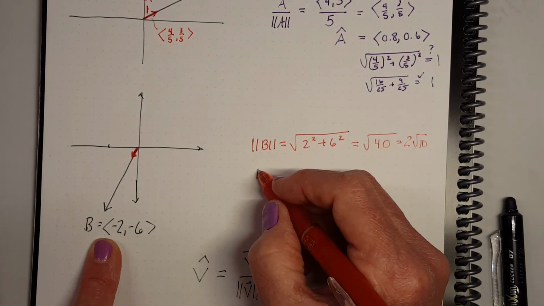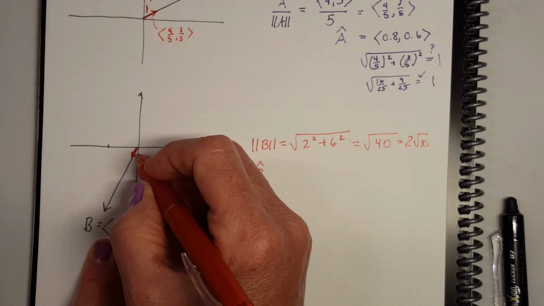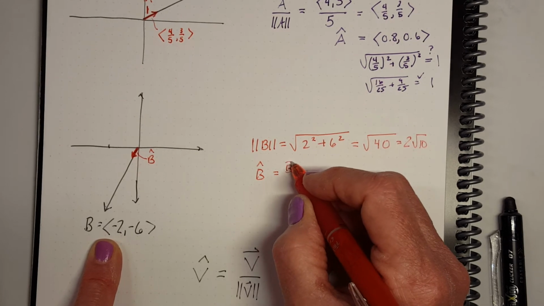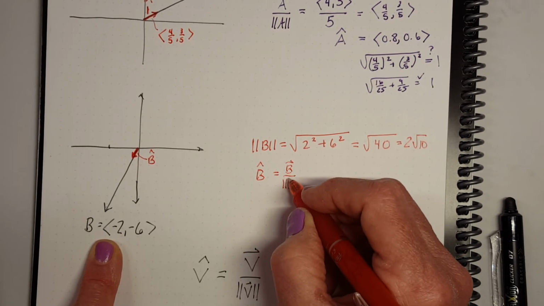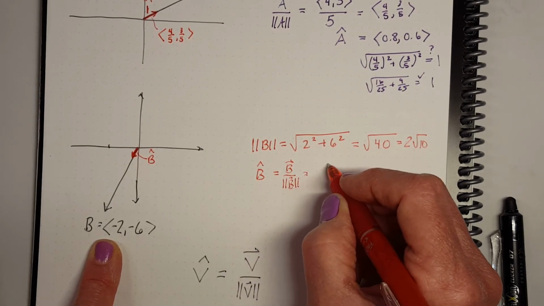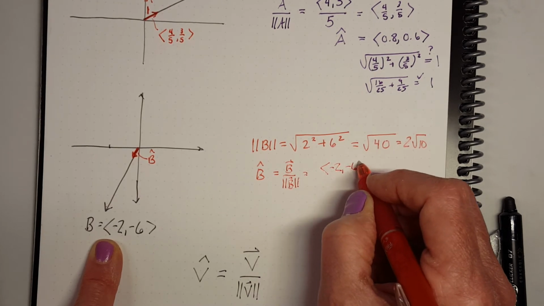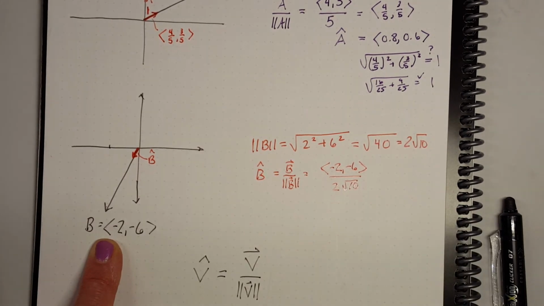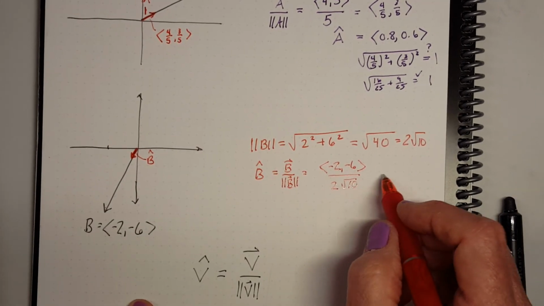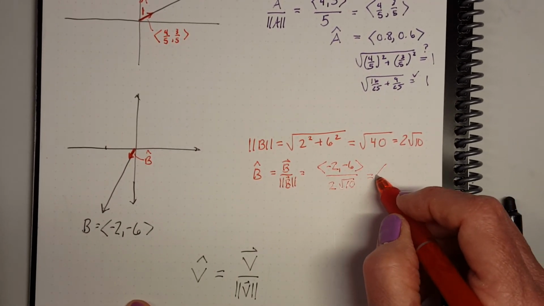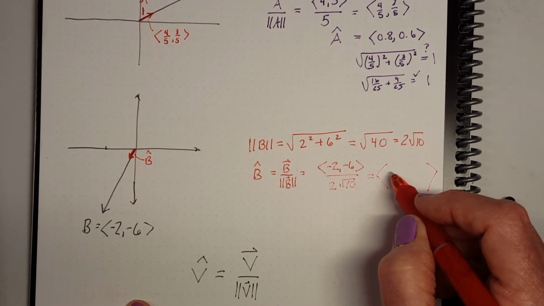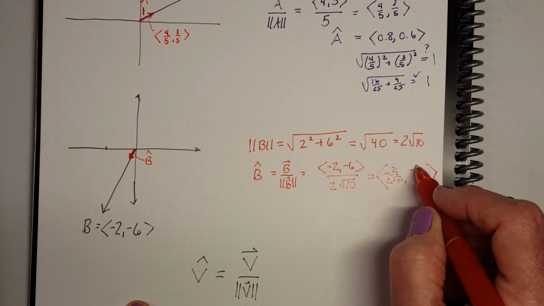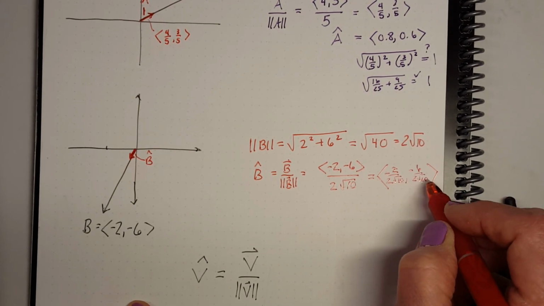And so B hat, the unit vector in the direction of B, is going to equal vector B divided by the magnitude of vector B. And so that's going to equal <-2, -6> divided by 2 root 10. And when I put that into the vector, it becomes -2 over 2 root 10, -6 over 2 root 10.